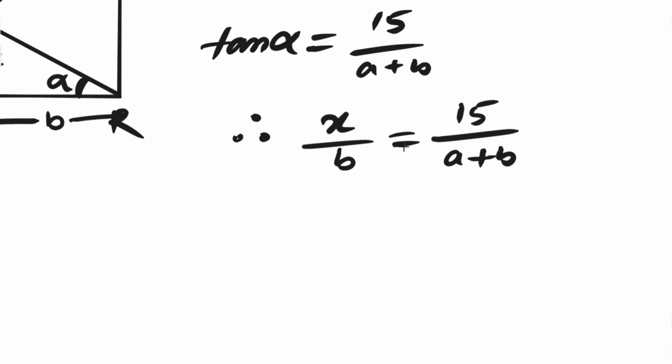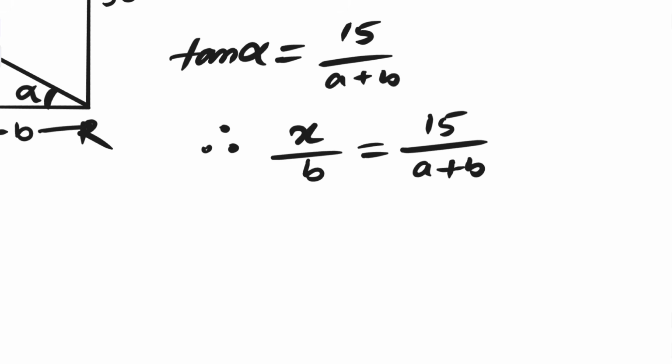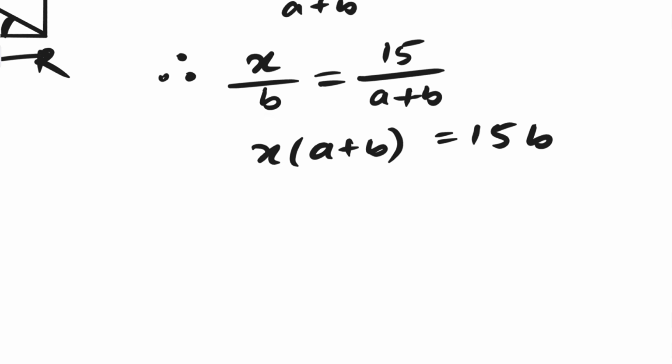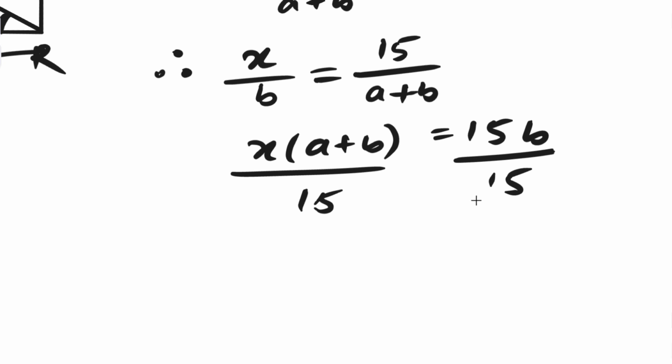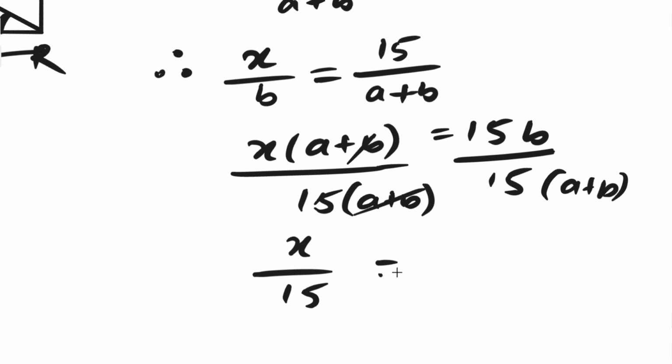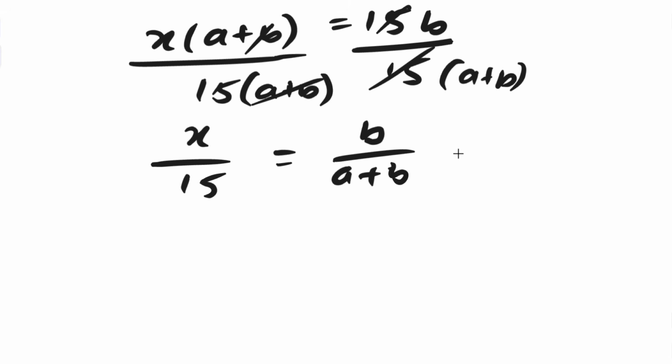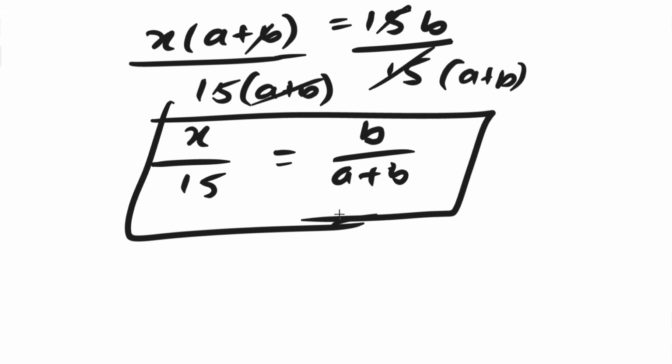Now, let's rearrange this equation in a useful form. We want x divided by 15 on one side, starting with x divided by B equals 15 divided by A plus B. We can cross-multiply to get x multiplied by A plus B equals 15 multiplied by B. Now divide both sides by 15 multiplied by A plus B. This gives x divided by 15 equals B divided by A plus B. This will be our first equation. Keep that relationship in mind because we are going to use it again in just a moment.